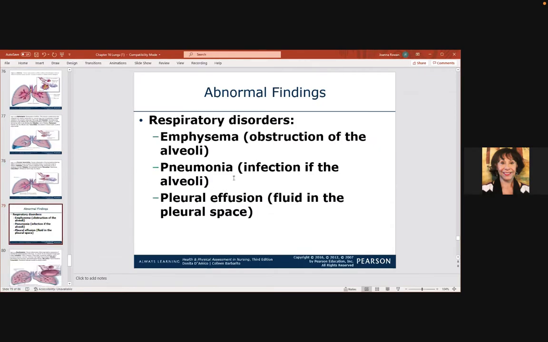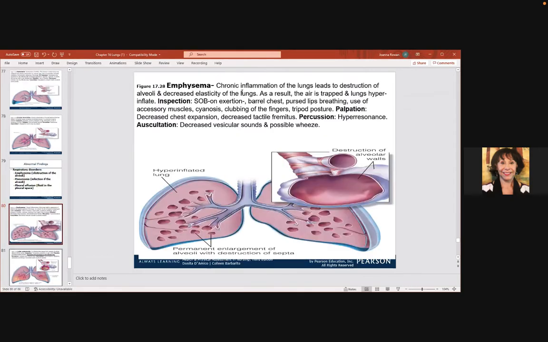And there are some other abnormal findings, which are emphysema, pneumonia, and pleural effusion. Okay, so let's go with the pictures. Emphysema: chronic inflammation of the lungs, which leads to the destruction of the alveoli and decreased elasticity of the lungs. As a result, the air is trapped and the lungs hyperinflate.